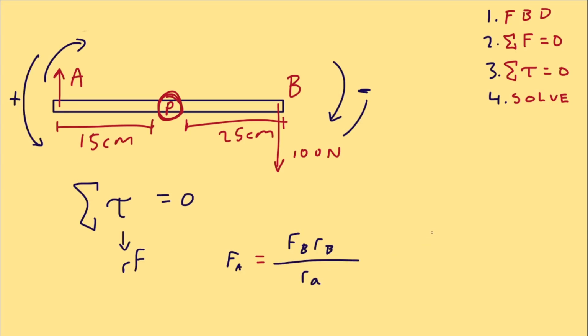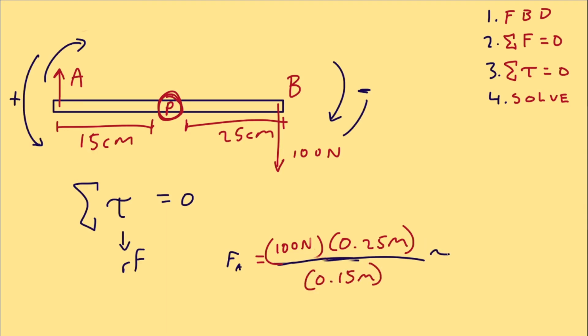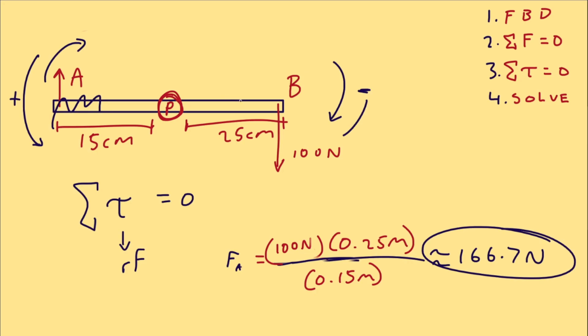And we're ready to solve because we know all three of these values. The force of our push is 100 newtons. Our lever arm is 25 centimeters or 0.25 meters. And his lever arm is 0.15 meters. This is roughly equal to 166.7 newtons. That's how hard he has to push if his hand's in this position to match our torque. It's nearly 70% harder than we're pushing.